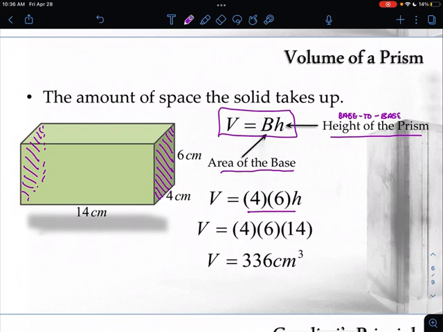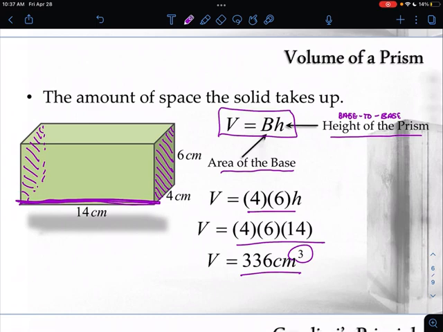times 6. Then the formula calls for the height of the prism, so that's the 14 from one base to the other. Again, it doesn't go top to bottom, it's from base to base, so 14 centimeters. And so then if we multiply all 3 together, we get our total volume of 336 cubic centimeters. That's the other thing to note here. Our units change because now we're doing volume, which is cubed.